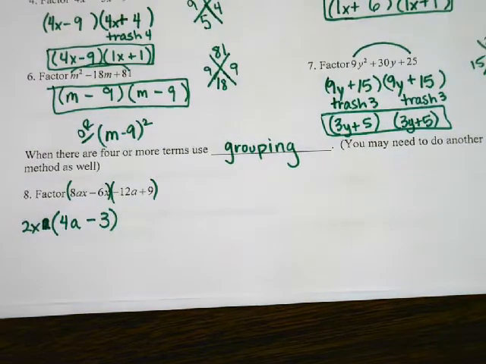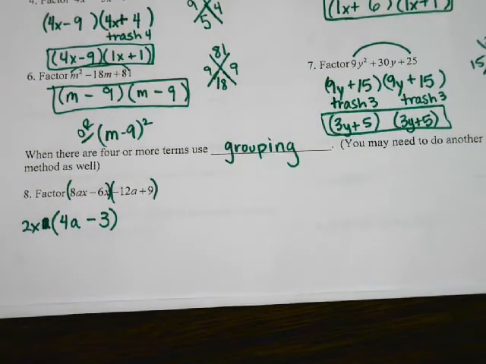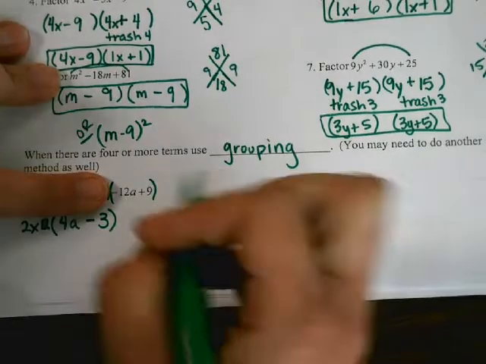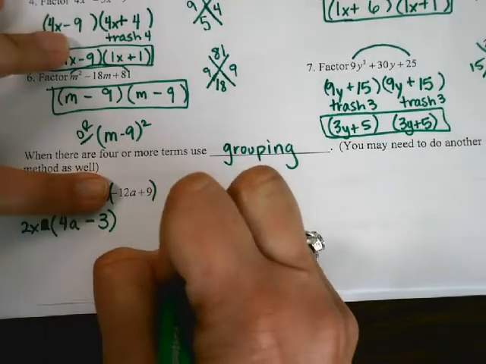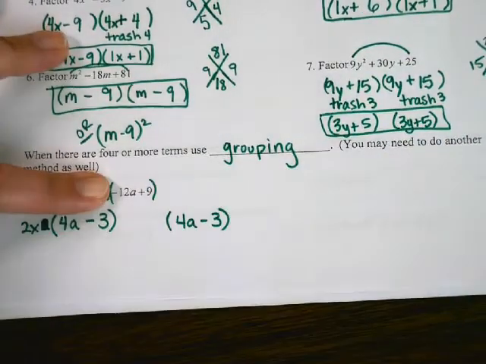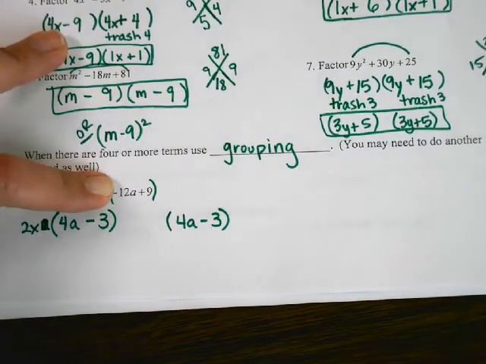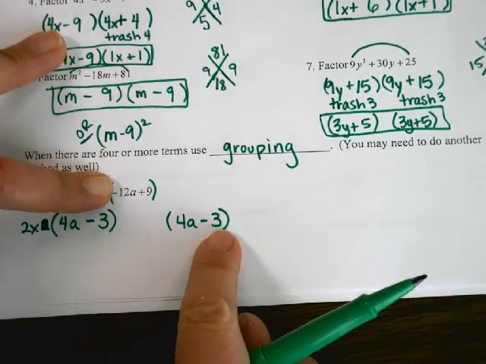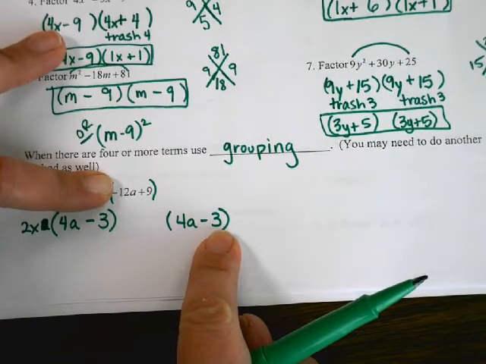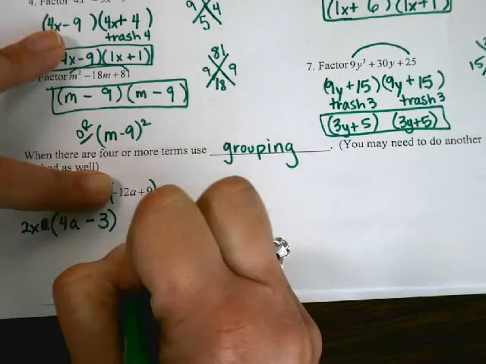Thanks, Thomas. So I pulled a 2x out, and I'm left with 4a minus 3. I want to look at these guys, and I want to be left with 4a minus 3 again. So what could I pull out of these two guys so that I'm left with 4a minus 3? Sasha says a 3. What else? A negative, right?